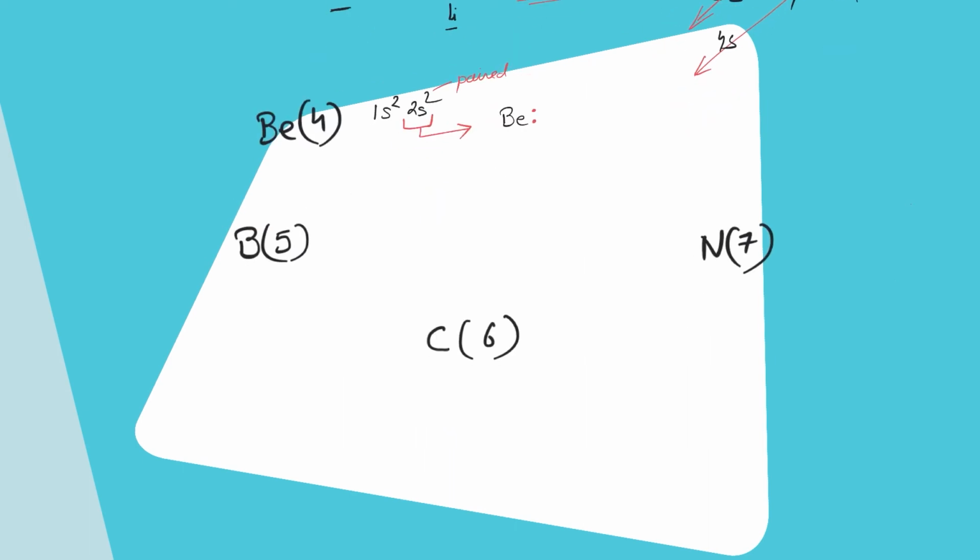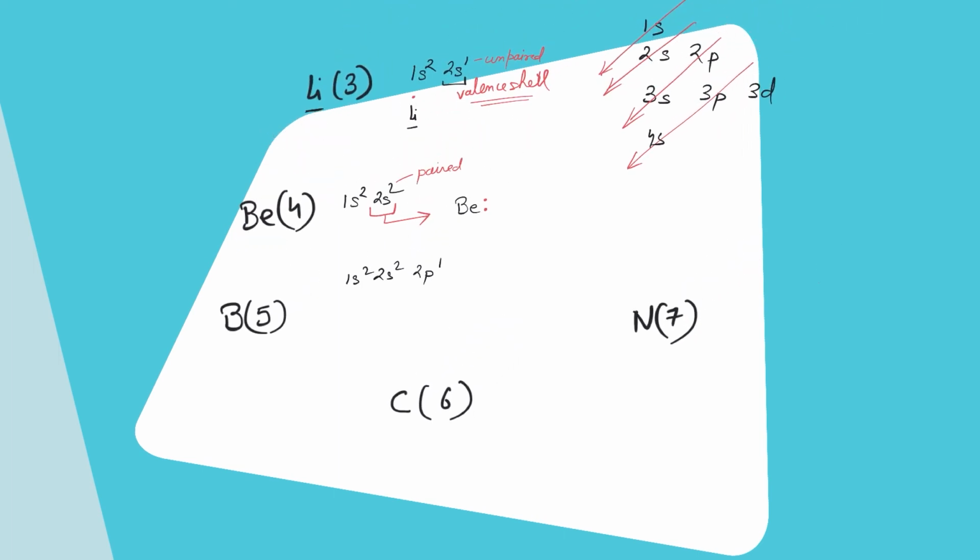Now let's talk about boron. So boron, again, first let's write it: 1s2, 2s2, 2p1. It's very important to remember this, right? So again, this is paired valence electrons. This is an unpaired valence electron. So if I were to write, I'll first write the symbol, that is B, and then two paired electrons and one unpaired electron, right?